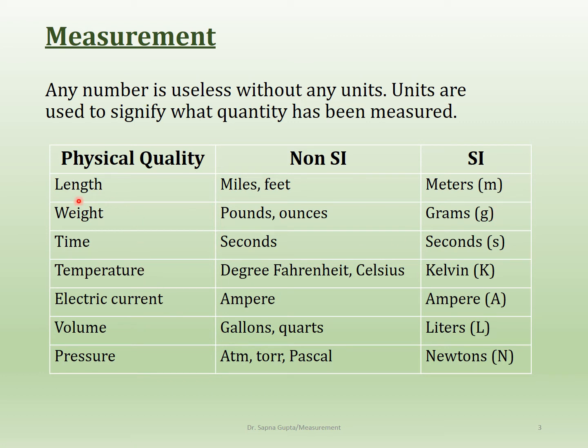And then we have weight. Weight can be measured in pounds and ounces, and more also. Okay, I'm not writing all of them over here, but I know you probably know that this could be a weight unit. The SI unit for weight is grams. For time, it's seconds. And thank God the SI and the non-SI for this one is still the same. Okay, they're both seconds.